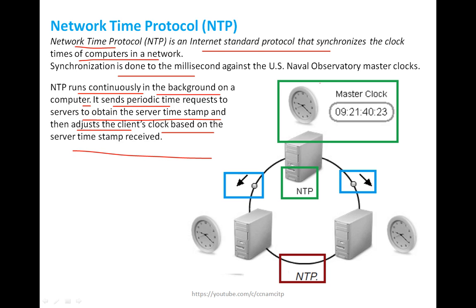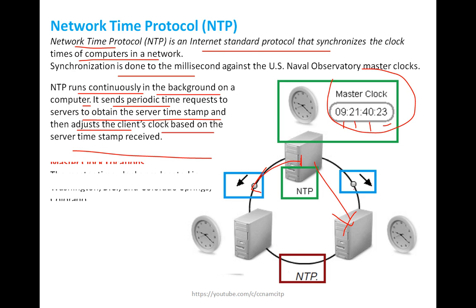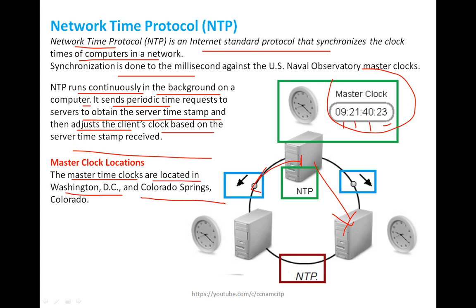So for example, this is your master clock. Here it is showing 9, 21, 14, 23. So this is hour, this is minutes, this is second, and this is milliseconds. So for example, this is your NTP server, then it should synchronize the same timing with the rest of your computers. That is known as NTP protocol, and it is done by NTP protocol only. So we have to enable this, we need to run this. And the master clock time clocks are located in Washington DC and Colorado Springs.